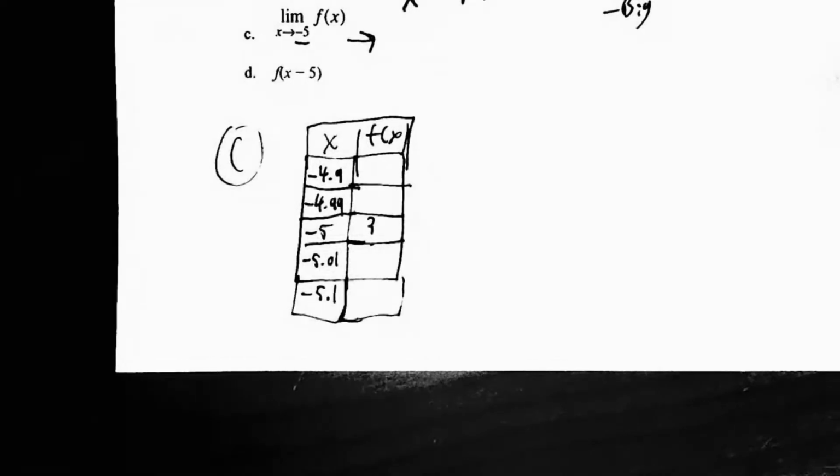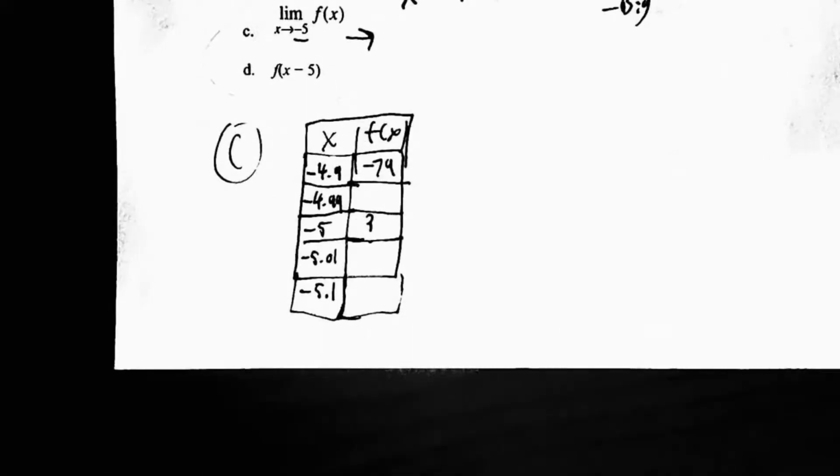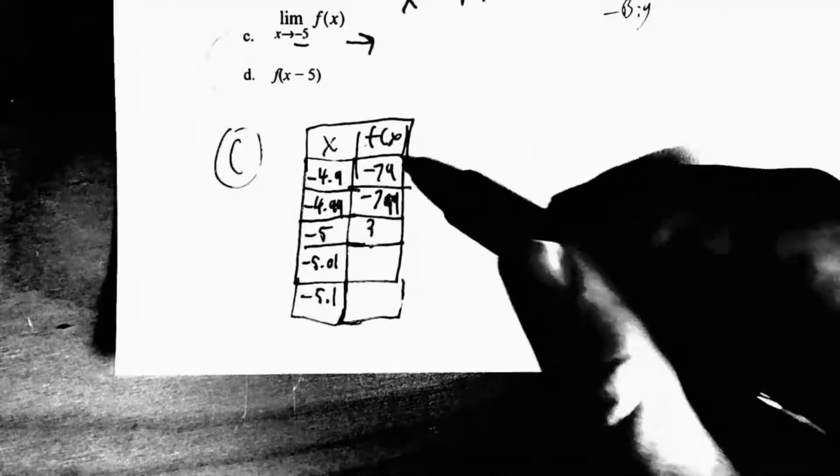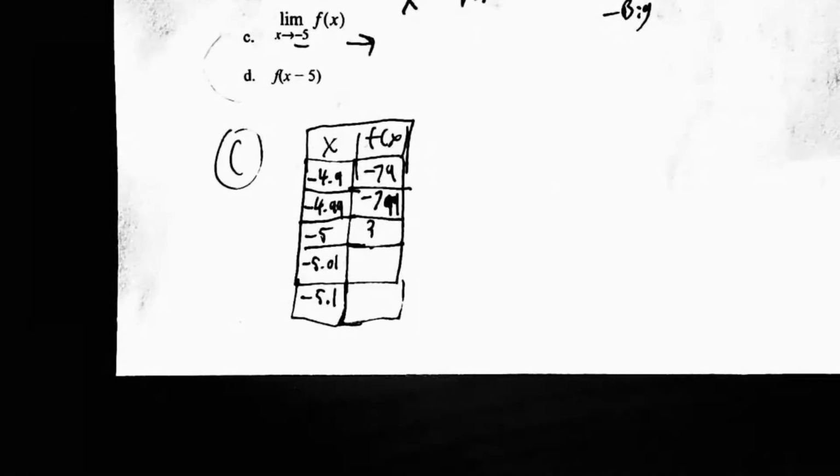I'll plug in negative 4.9. I'm just doing it in my calculator: negative 4.9 minus 3, that's negative 7.9, divided by negative 4.9 plus 5, and I get negative 79. I'll plug it in again for negative 4.99 minus 3 divided by negative 4.99 plus 5, and I get negative 799. So we can see visually that we're getting bigger, more negative. It looks like we're going towards negative infinity.